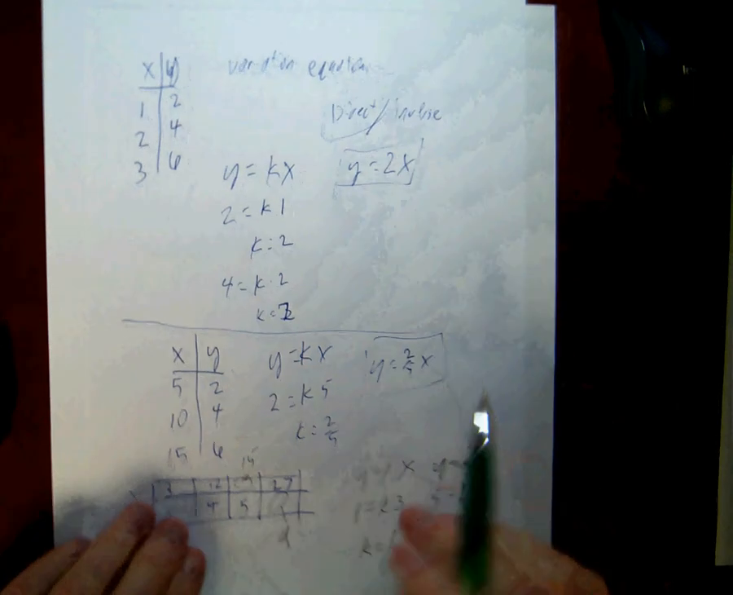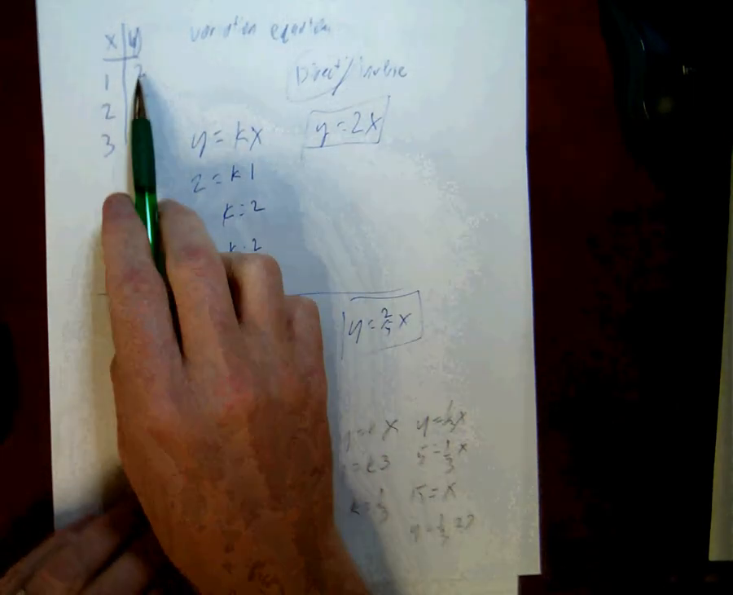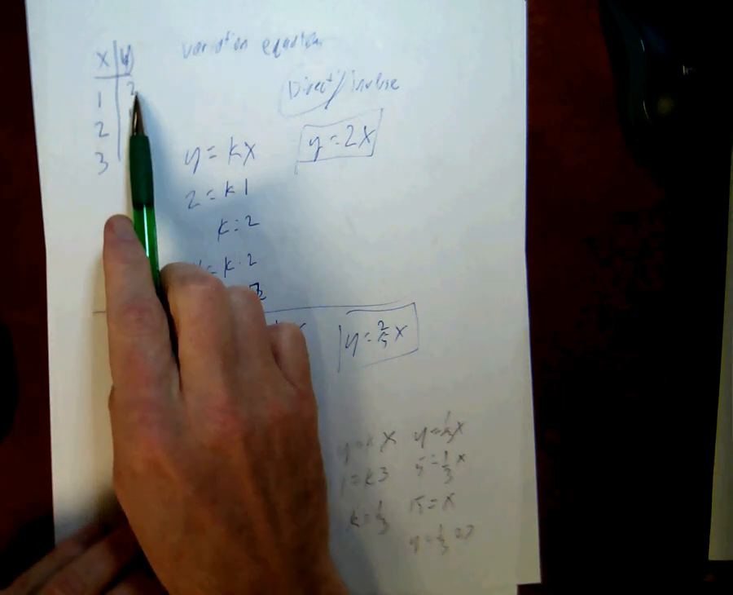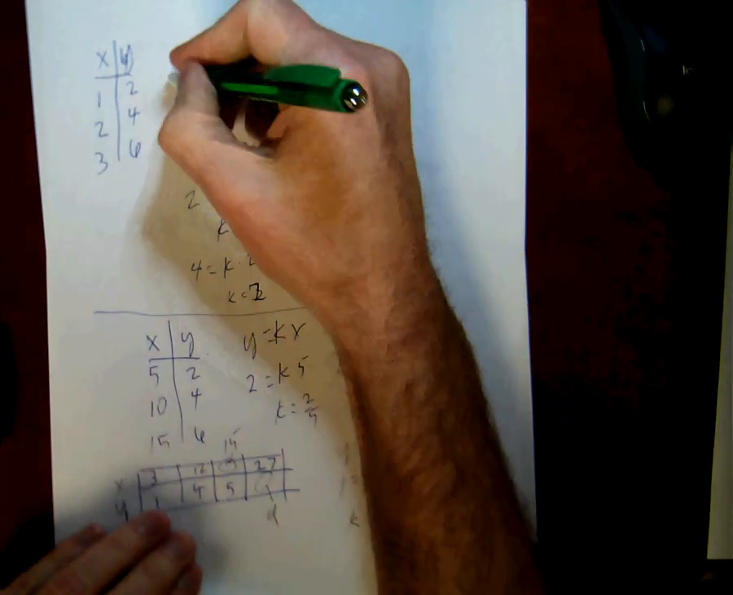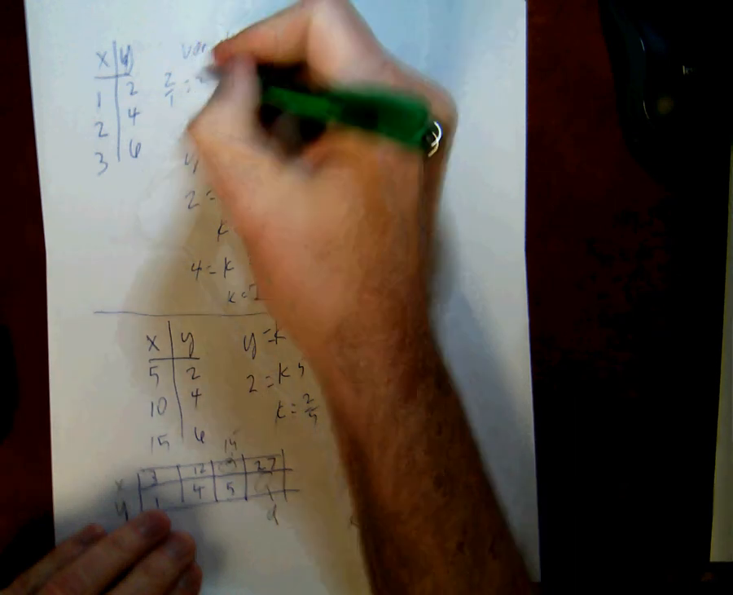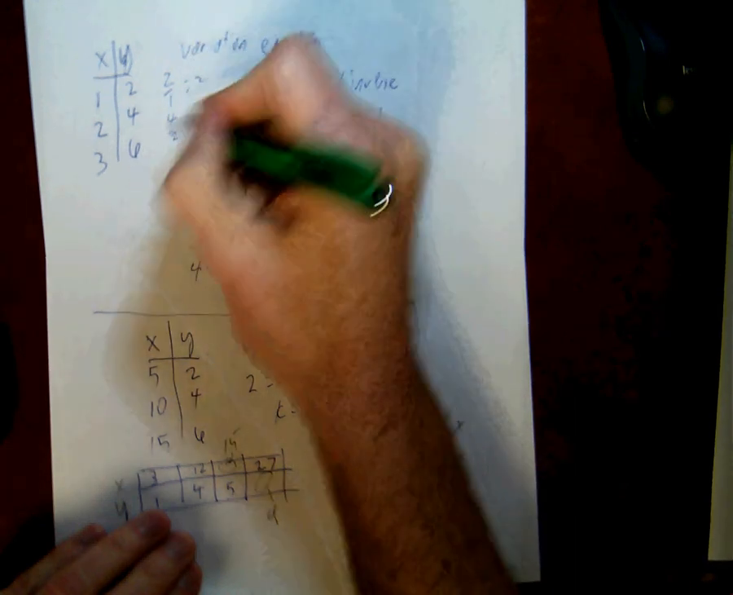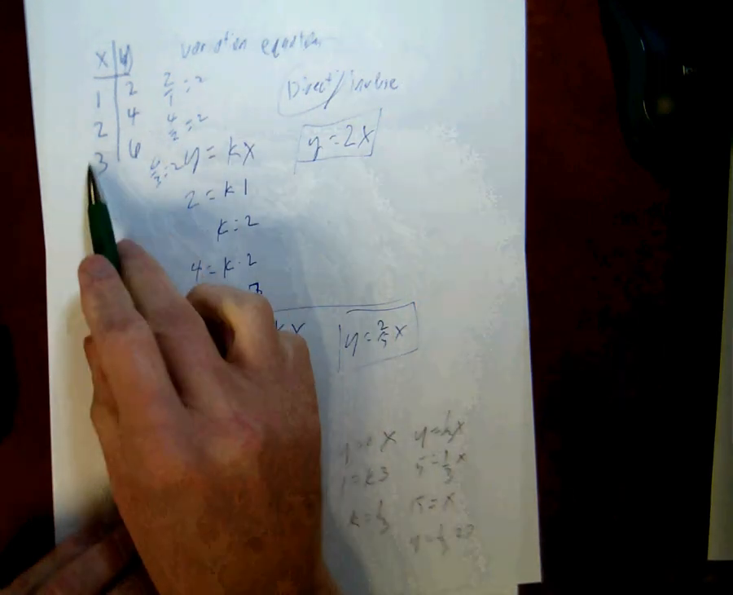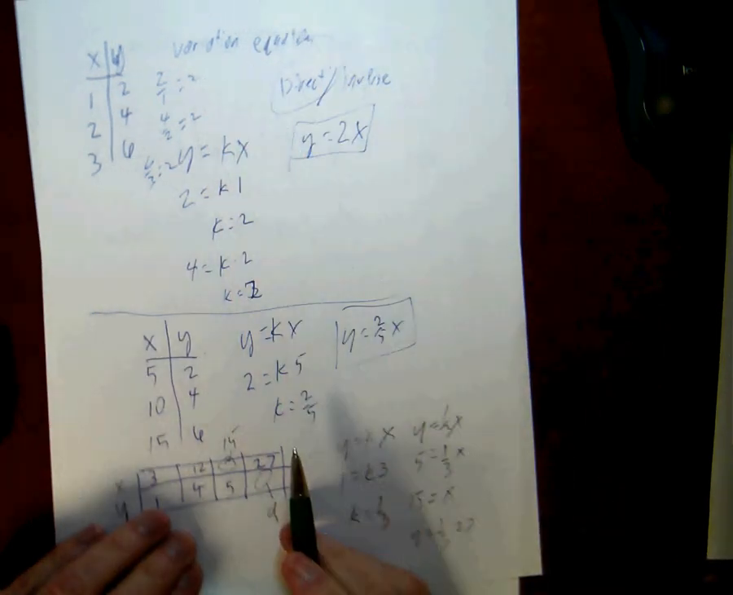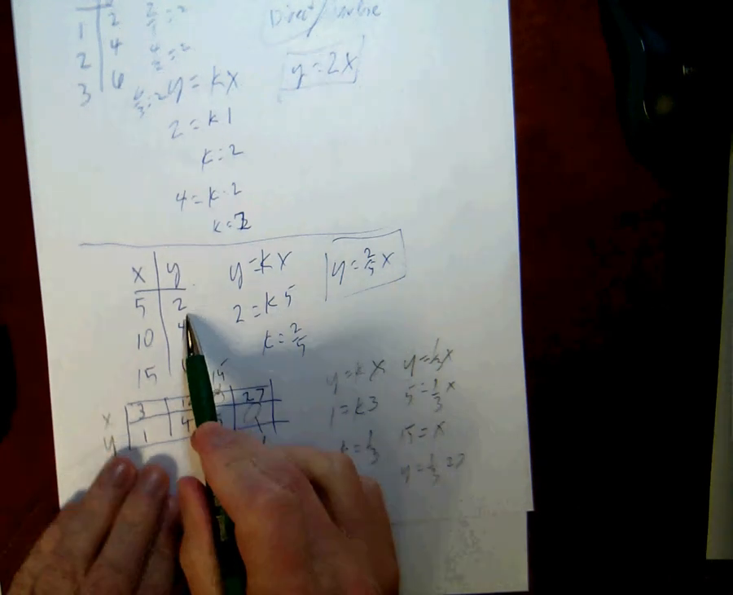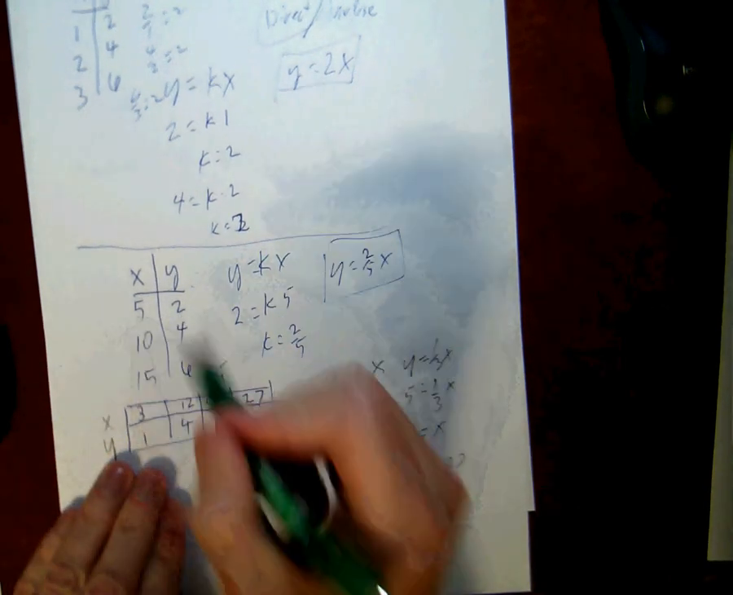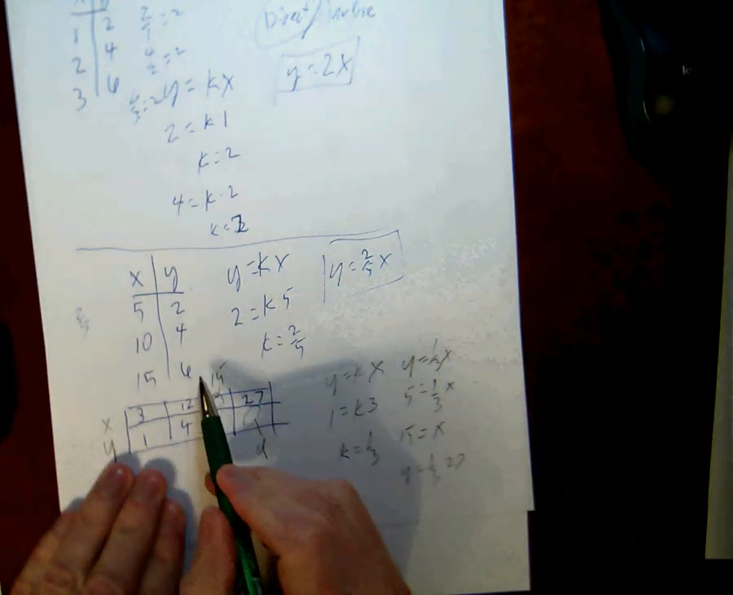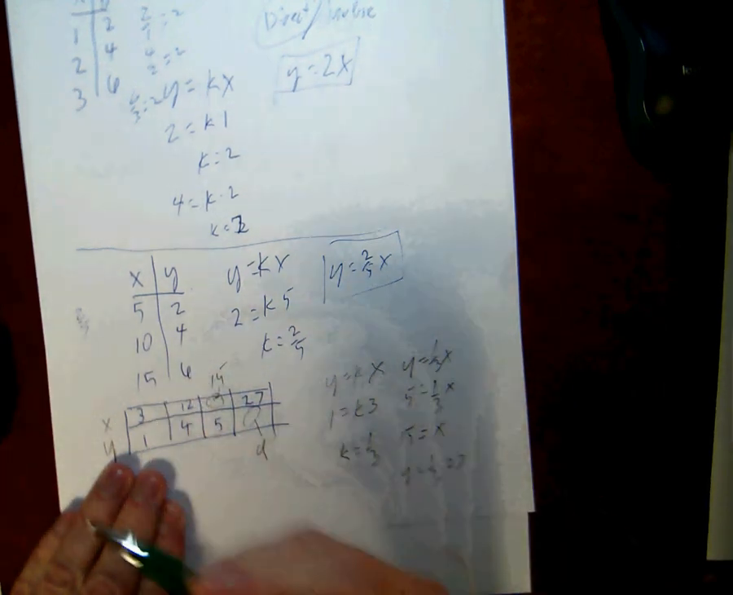When I look at this, do you notice if I do 2 divided by 1, I get 2. If I do 4 divided by 2, I get 2. If I do 6 divided by 3, I get 2. So if I do this divided by this, I get the same number. Same thing happens over here. If I do 2 over 5, that gives me 2/5. If I do 4 over 10, I get 2/5. If I do 6 over 15, that reduces to 2/5.